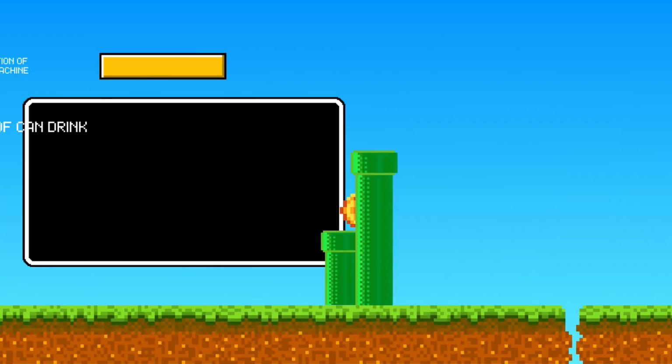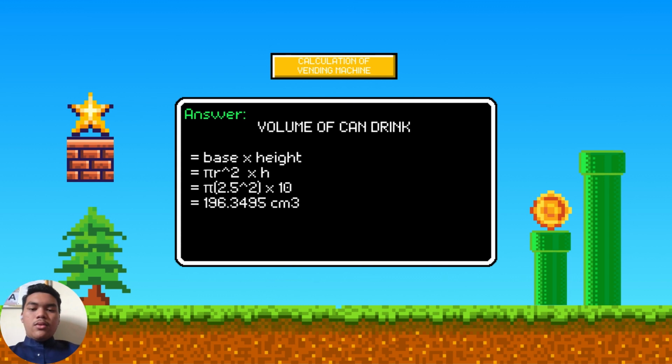Okay, the next one. The volume of can. We use the formula of base times its height. The base is pi r square times height. So we enter the value pi times 2.5 square times 10. So we get the volume of a can drink is 196.3495 cm cube.